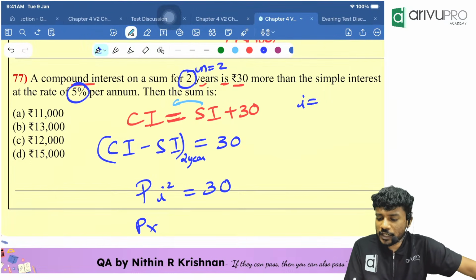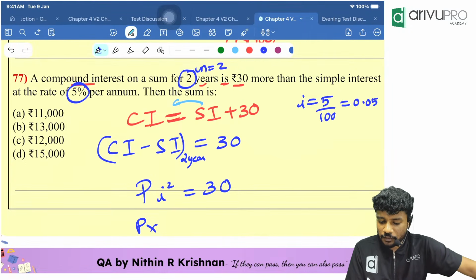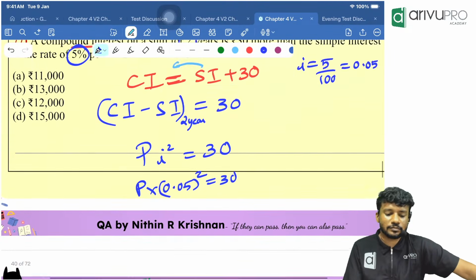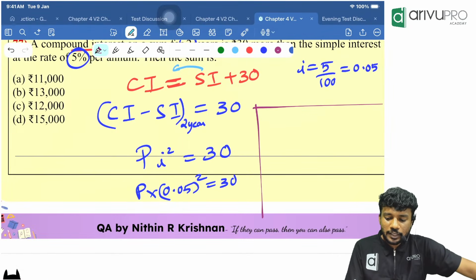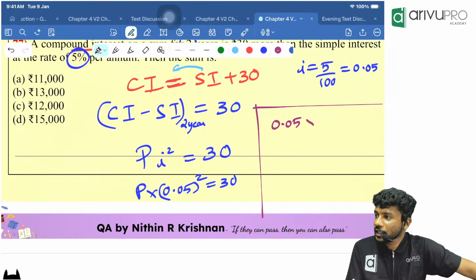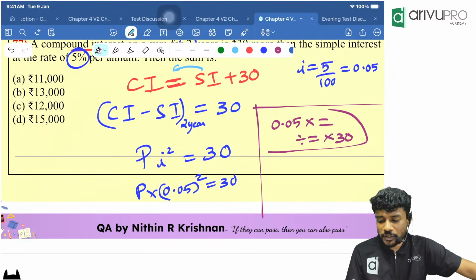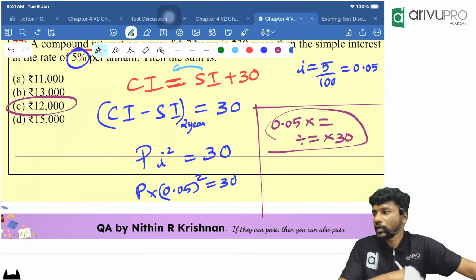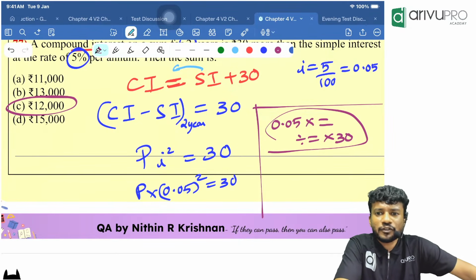Now, I is how much over here? 5% means 5 divided by 100, 0.05. P into 0.05 square is equal to 30. Get me the answer. 12,000. Yes. How to do it in the calculator? Type 0.05 into equal to divide equal to multiplied with 30. Done. Clear. So that is for 2 years.